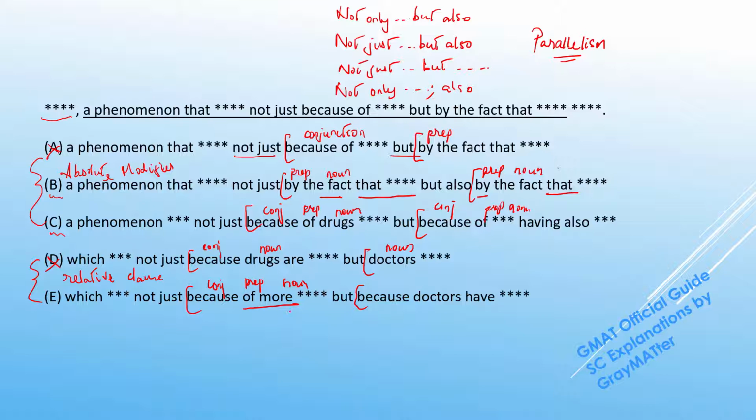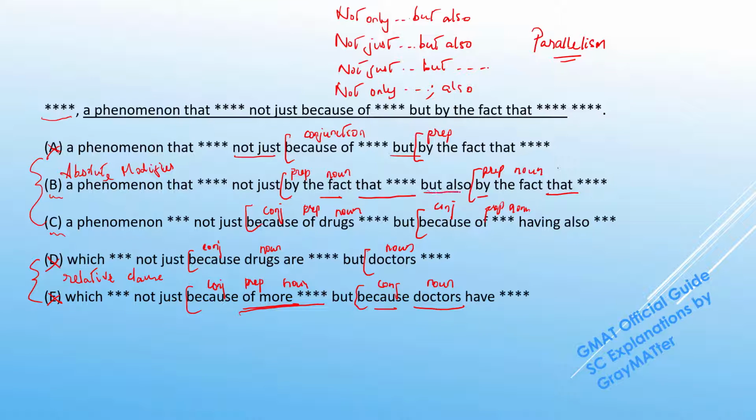And in E, after the not just, we have the conjunction and a preposition and a noun phrase. So we have a prepositional phrase construction here, but after the but, we do have a conjunction, but we do not have a preposition. We rather have the noun itself, and that breaks the parallel construction. E goes off as well. So we're down to B and C. They both look parallel, so let's work with the difference where we can find.